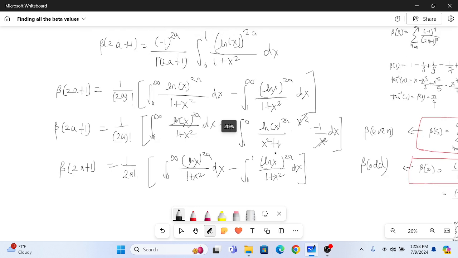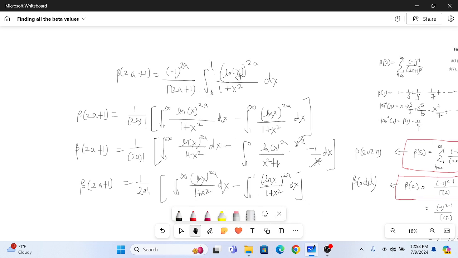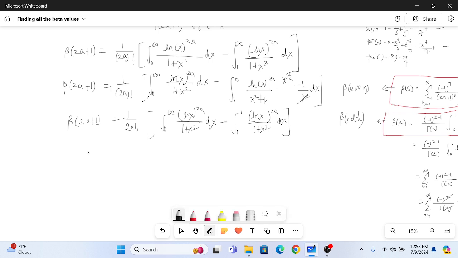Now what you need to notice is this integral over here, 1 by 2a factorial, and integral from 0 to 1 of ln x to the power 2a by 1 plus x squared. This integral multiplied by 1 by 2a factorial is just beta of 2a plus 1 again. So we can say that beta of 2a plus 1 will just be 1 by 2a factorial, and then integral from 0 to infinity of ln x to the power 2a by 1 plus x squared dx, again minus, this is just beta of 2a plus 1 again.